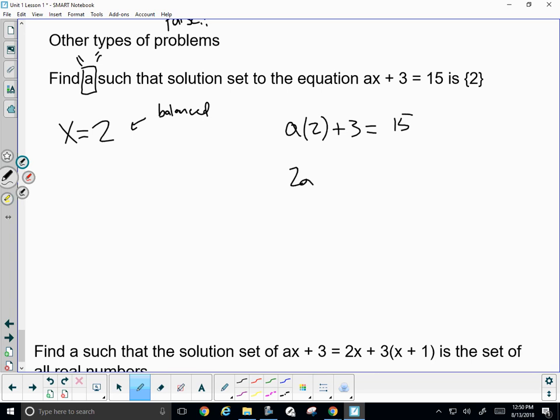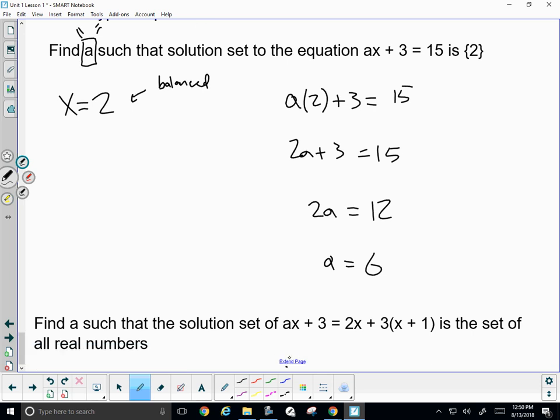Okay, and you can rewrite this if you'd like to, but it's a simple equation. Moving forward, I will stop showing all the steps, and I'll just say, okay, I'm adding negative 3 to get to 12, and then I'm multiplying by a half or dividing by 2 to get a equals 6. Okay, that would be the solution there.